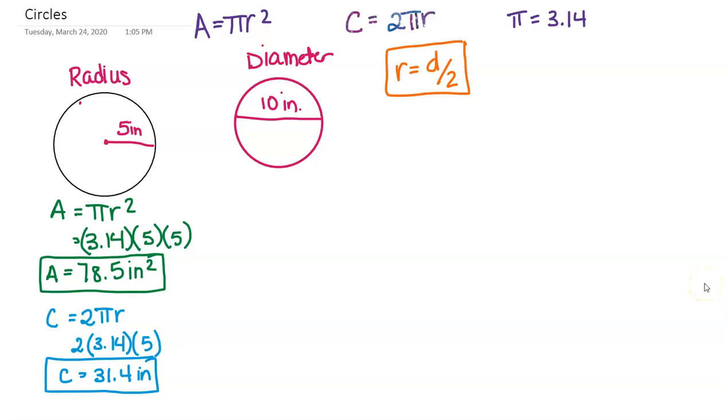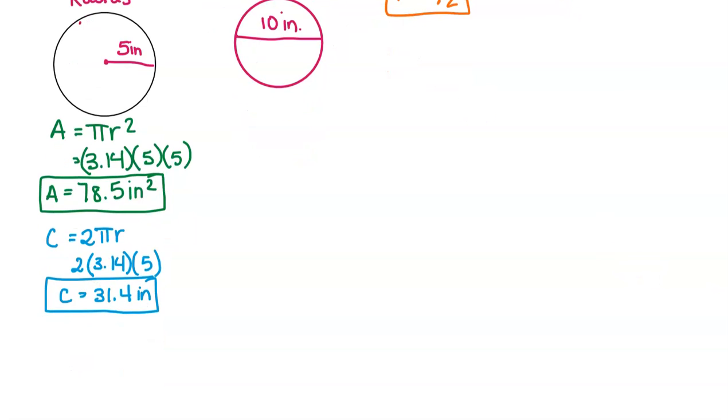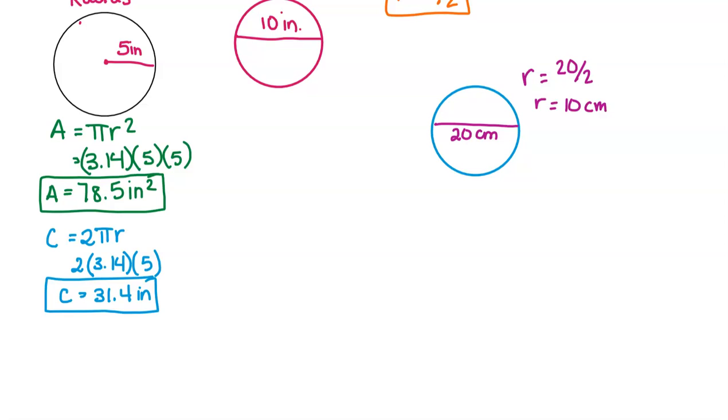Let's do some more circles and we can see. So let me grab a circle, because you guys know how bad I am at actually drawing these things. And let's say this time we're given the diameter of 20 centimeters. So remember what we have to do to find the radius: radius equals diameter divided by 2. So the radius here would be 10 centimeters.